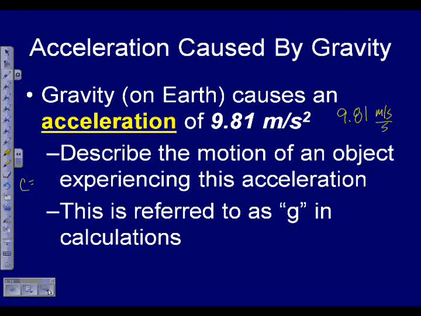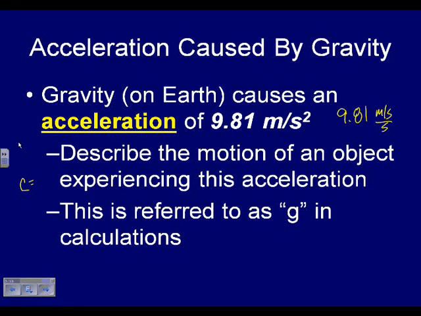Because this number is so important to what we do here on Earth, and because it affects all the motion of all the objects here on Earth, and because it affects the motion of all those objects exactly the same, it gets its own special letter, and we refer to that as lowercase g. Anytime lowercase g shows up in a formula or a calculation, it's referencing this acceleration value, 9.81 meters per second squared.